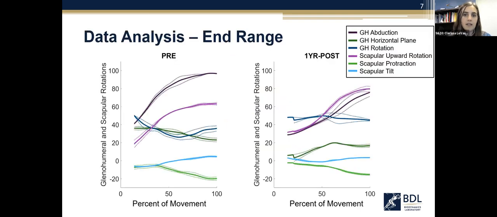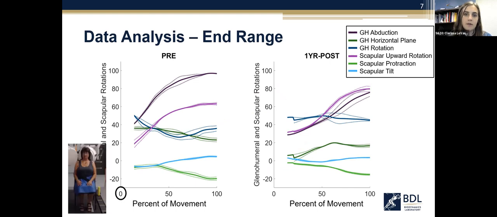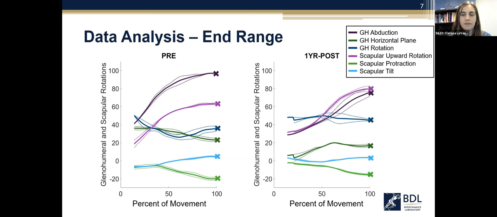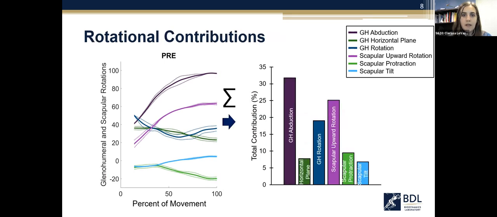All six scapular and glenohumeral rotations were normalized to percent motion, such that 0 represents the hand lifting off the lap and 100 represents their hand reaching the back of their head. Trials were then averaged at corresponding percents of the movement, and the endpoints of all six rotations were found for both test states. We then summed the absolute instantaneous changes in rotation angles across the motion and normalized each component to calculate the percent contribution of each rotation to the motion.